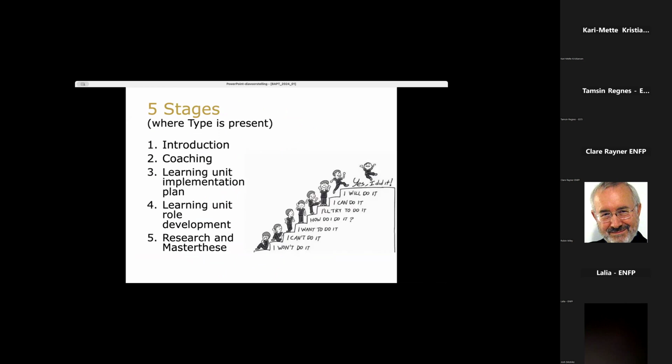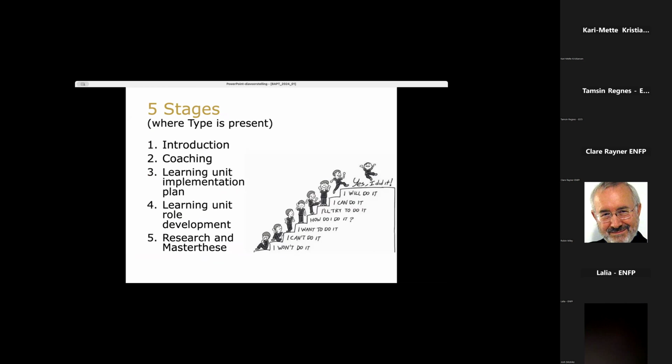The 5 stages in the curriculum where type is present are: the introduction, coaching, a learning unit called implementation plan, another learning unit, role development, and at the end, research and master thesis. And I'm going to tell you how we're using it.